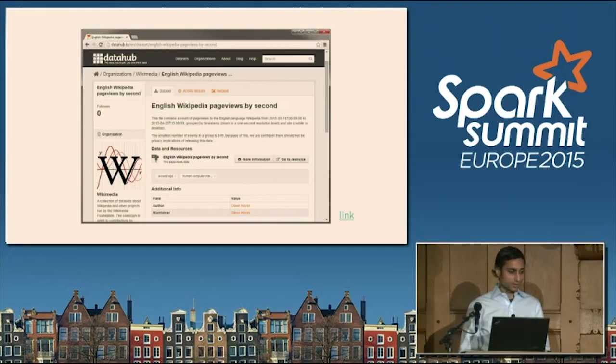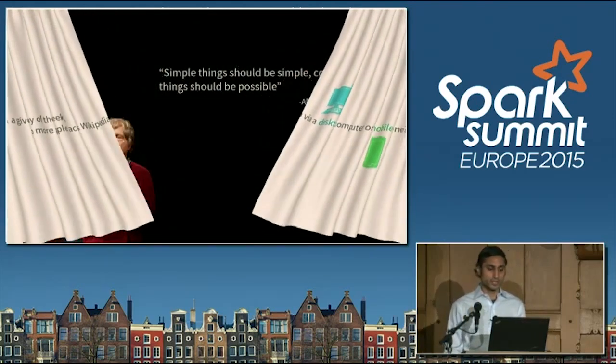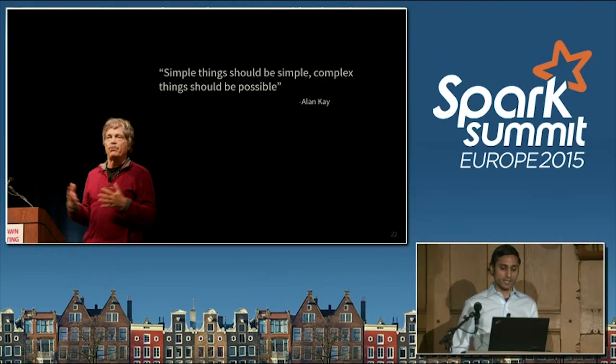And one of the questions that we're going to try to answer this morning is this: on a given day of the week, do more people access Wikipedia via a desktop computer or a mobile computer? At Databricks, we have a philosophy or a mission statement that simple things should be simple and complex things should be possible. So we'll be doing some of the simpler things this morning and some of the more complex things this afternoon. So I'm now going to switch to a live Databricks environment.